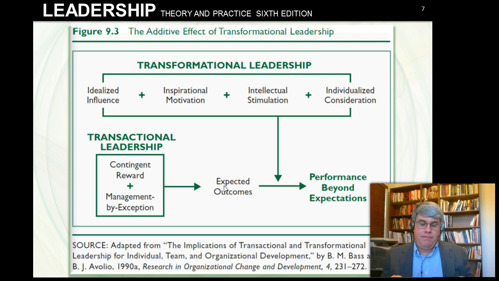But in the theory of transformational leadership, if you add transformational leadership to the transactional leadership, you get performance that goes beyond expectations. So you add the four I's: idealized influence, being that person that people want to serve; inspirational motivation, getting people excited about the vision; intellectual stimulation, having those great ideas that motivate people to move forward; and individual consideration, considering every individual really important. Plus the contingent rewards leads to higher performance. And that's what transformational leadership is essentially about.